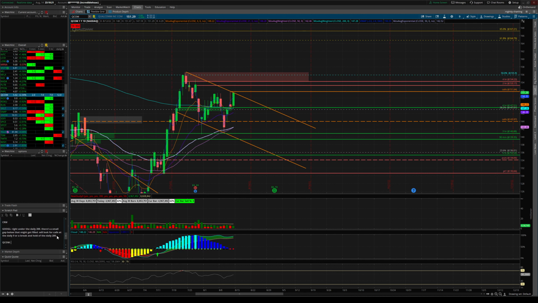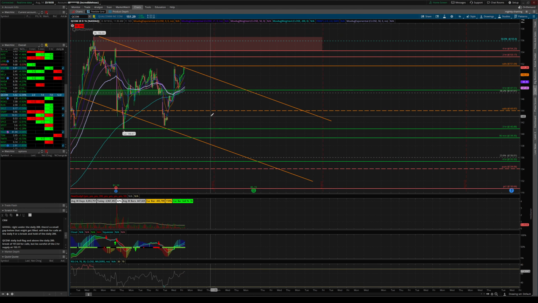QCOM, daily bull flag and above the daily 200. 151.64 for calls, but be careful of the 2 hour supply at 153.17. So you know, this could be something that we look at for a scalp.